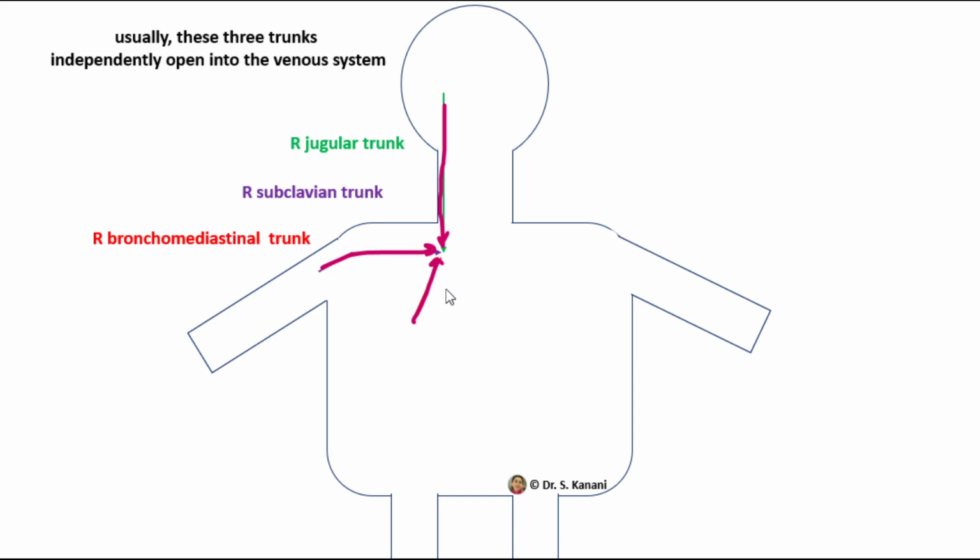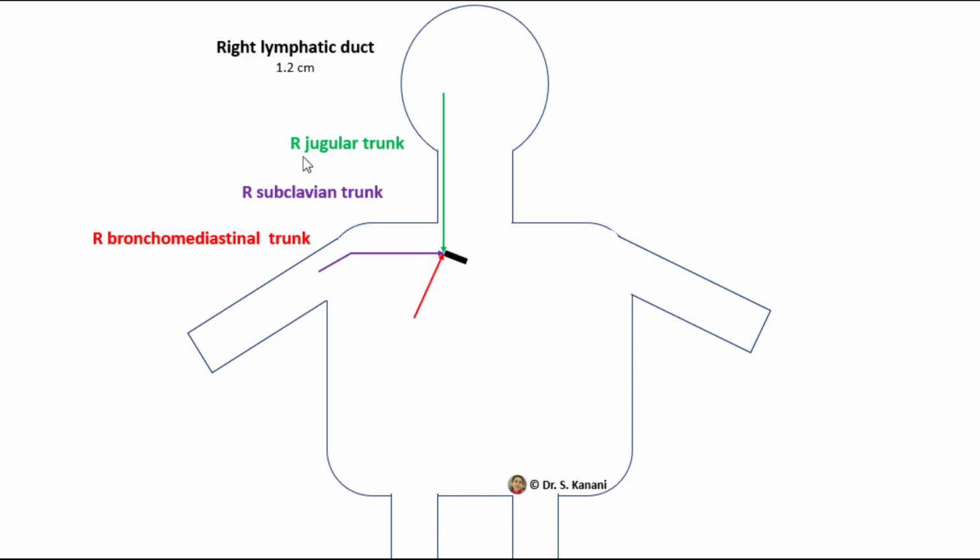However, in a small percentage of population, these 3 trunks join together, and what they form would be a very short lymphatic duct that is called right lymphatic duct. And it's very short. It's only about 1.2 centimeters. So that would be the right lymphatic duct that empties lymph near the junction of right subclavian vein and right internal jugular vein.